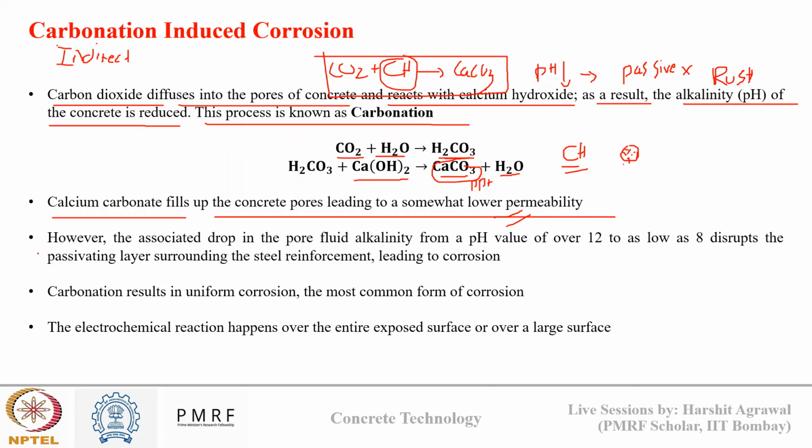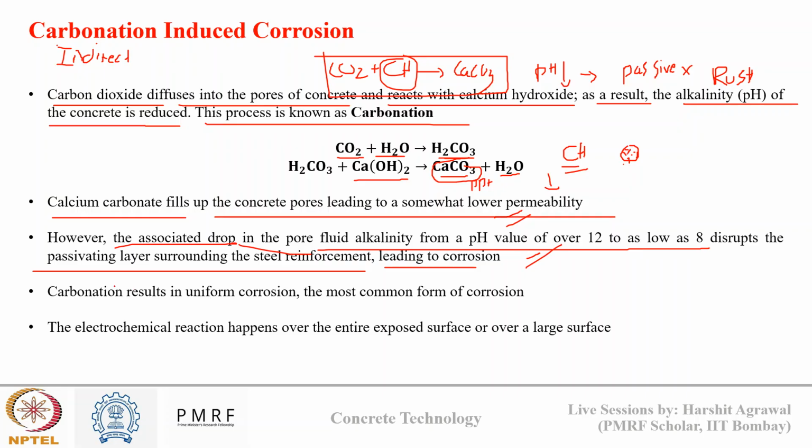However, the associated drop in the pore solution alkalinity from a pH value of over 12 to as low as 8 disrupts the passivation layer surrounding the steel reinforcement, which causes the corrosion. So that we have already understood here. Though there is calcium carbonate formation, which is reducing the porosity, this drop in pH is more severe for us because it leads to corrosion.